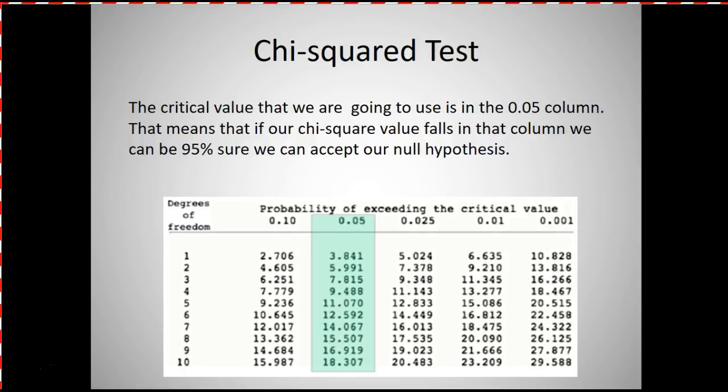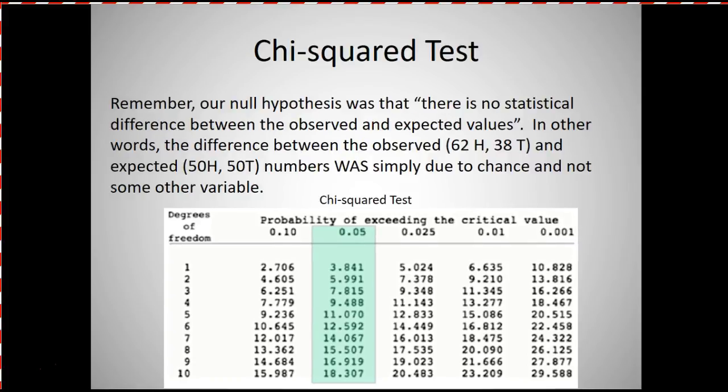The critical value that we will always use in class is the 0.05 column. So if our chi-square value falls in that column, or is actually less than that number, then we can be 95% sure that we can accept our null hypothesis. In other words, the differences between our expected values and our observed values were just due to random chance. Okay, so that is our null hypothesis: there's no statistical difference between our observed and expected values.